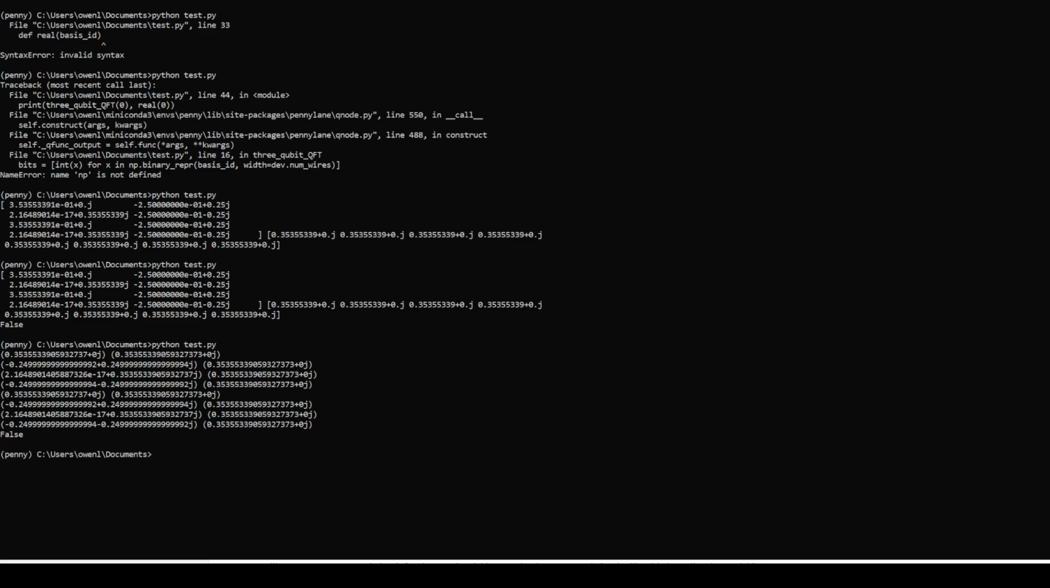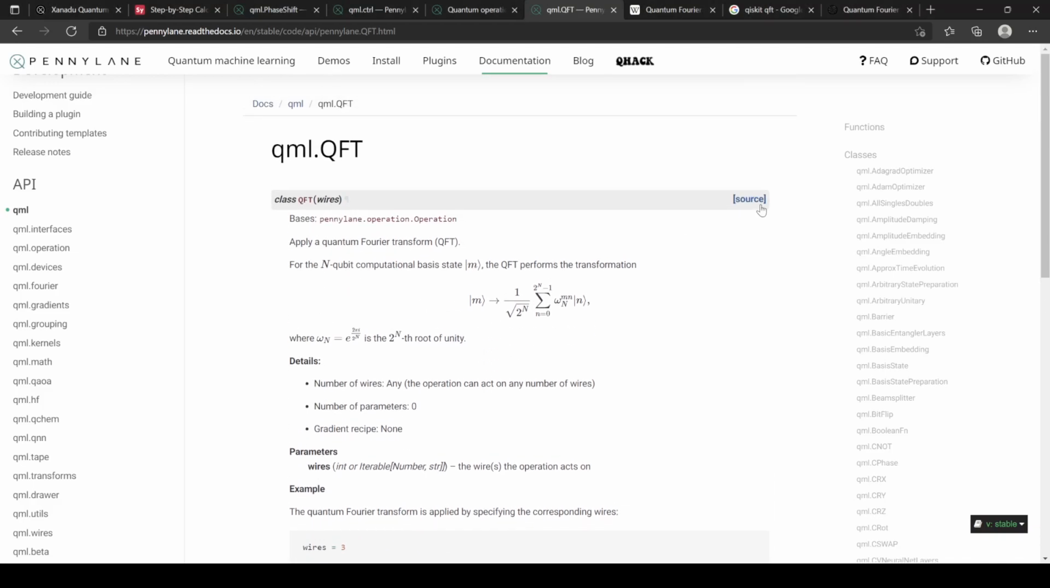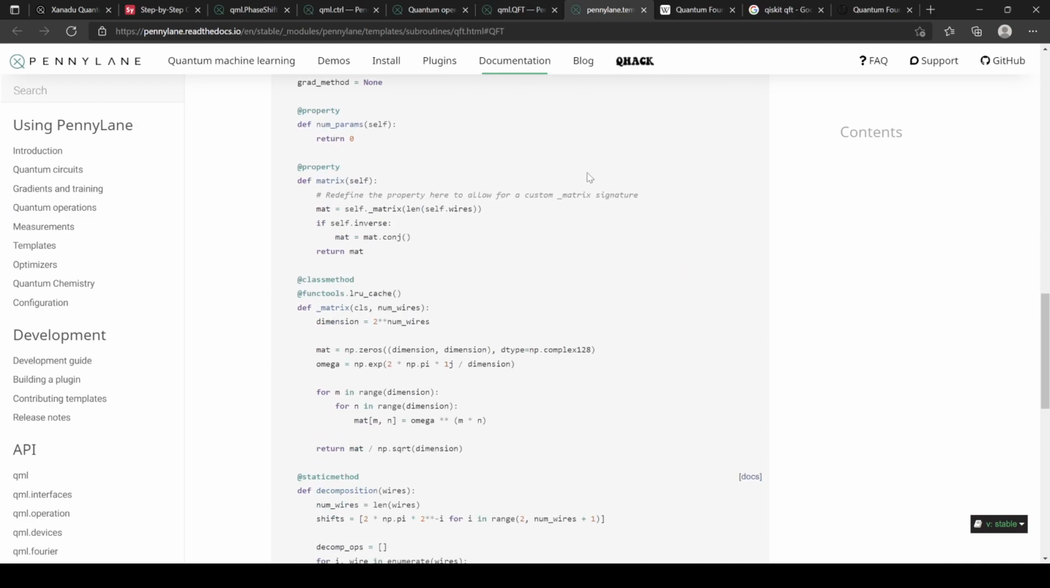Yeah, this seems like what we want to do. Let me check what the QFT operation is doing. I just realized you can actually look at what the QFT operation is doing in the source code. Hey, that's what I did. That was my implementation. Let's see.